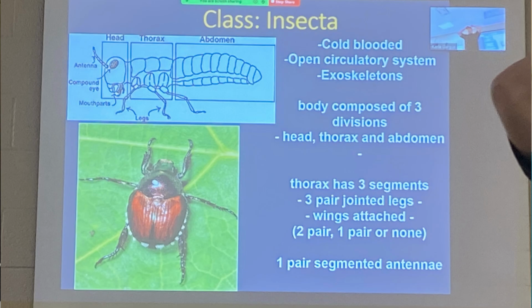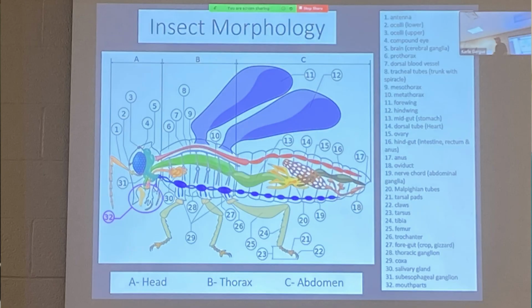Class Insecta. They're cold-blooded, open circulatory system, exoskeleton, body composed of 3 divisions: head, thorax, and abdomen. Thorax is 3 segments, 3 paired jointed legs, wings attached, 2 pairs, 1 pair or none. 1 pair segmented antennae. And that's what the inside of a fly looks like.